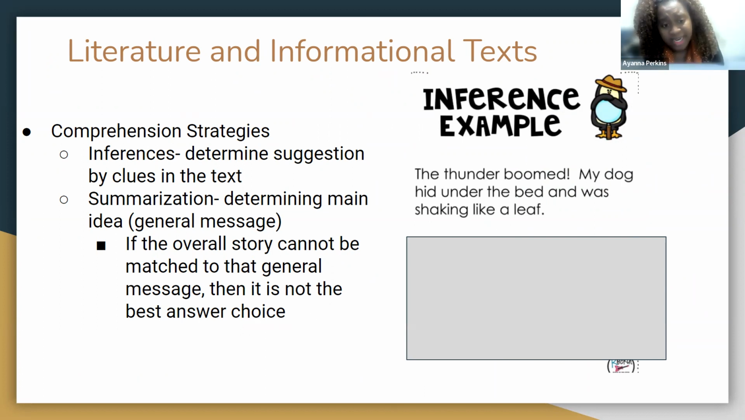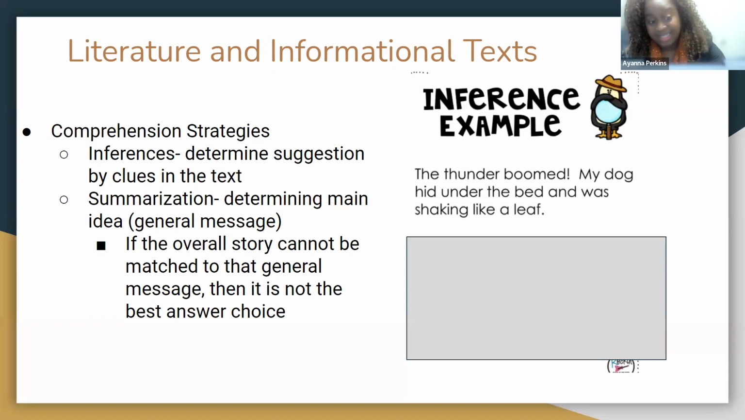So there are many comprehension strategies when you're teaching students how to read and understand. Inference is one. Inference is what we do all the time as human beings, and we also do it in our reading. You're determining a suggestion by clues in the text. It's not something that is explicit, but it is something that can be inferred based on a variety of things. Then summarization is a big one: determining the main idea, getting the general message, getting the gist of a text. If the overall story cannot be matched to the general message, then it is not the best answer choice.